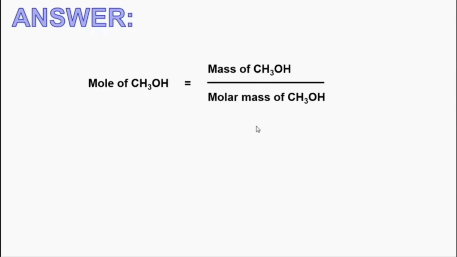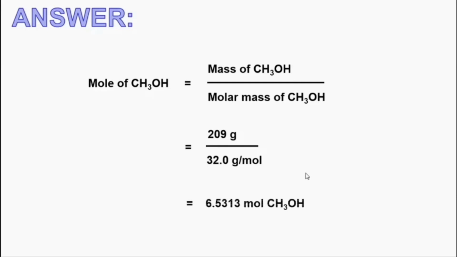The mass of methanol is already given in the question, which is 209 grams, divided by 32 grams per mole, and we are going to get 6.5313 moles of methanol.